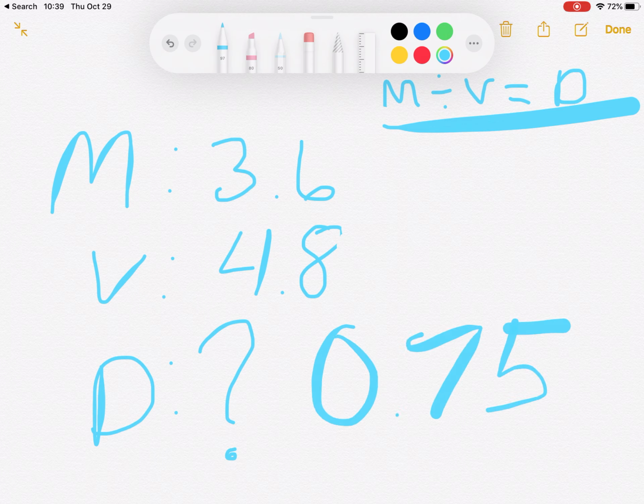0.75 or 75 hundredths. But the mass will usually be in grams and the volume will be in milliliters or liters. So then that means the density will be in grams per milliliter.